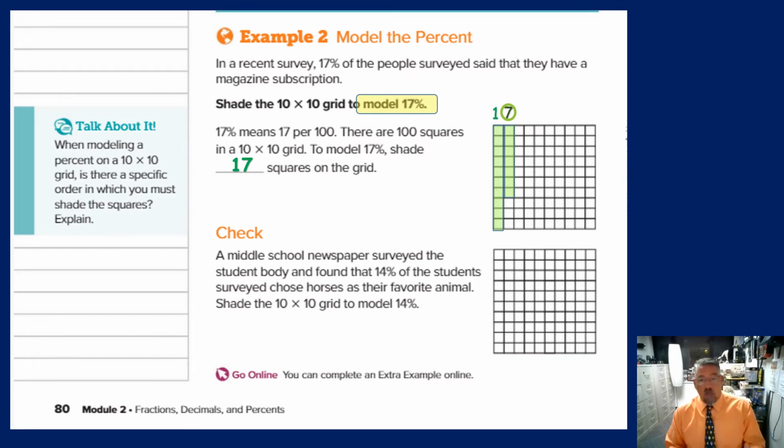We would do the same thing when it comes to the next one, because as it's talking about with the newspaper survey, we have 14% that were asked in this particular survey that I need to show on my grid of 10 by 10, or once again, 100 blocks. So I have to shade in or model 14%. So now I'm going to do a row instead. I'm going to color in all the way across. That's 10, and then I need 4 additional ones. So once again, it doesn't matter where you do it, as long as when I go to grade your assignment, I can see that you have 14 blocks colored in. Hopefully there's no confusion there, but if there is, please ask before you move on.